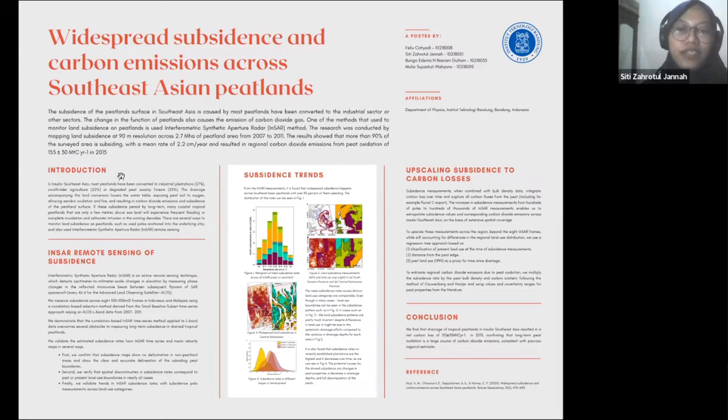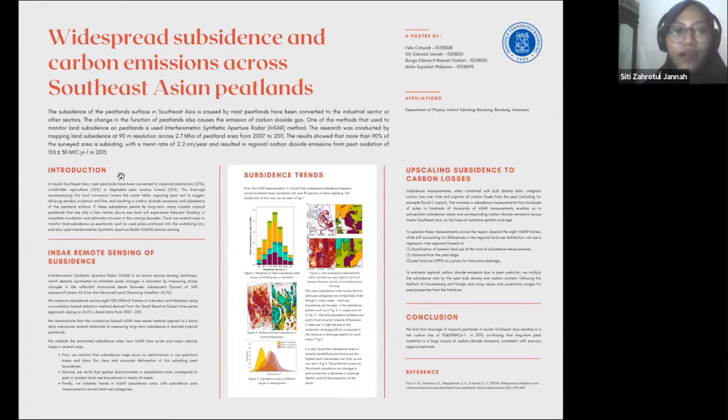If this subsidence persists in the long term, many coastal tropical peatlands that are only a few meters above sea level will experience frequent flooding or complete inundation and salt water intrusion in the coming decades.